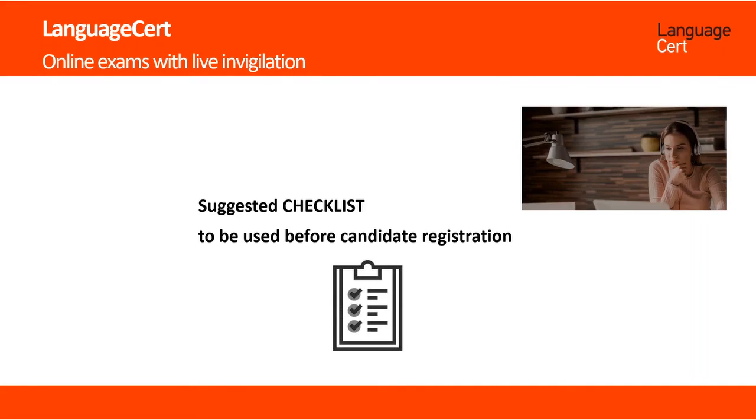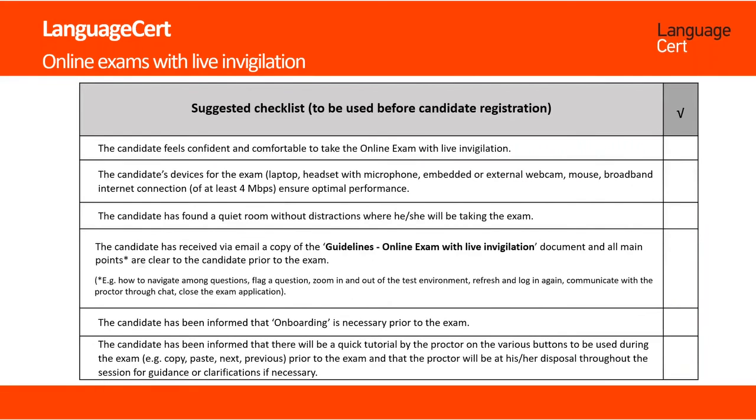Now, we will share with you a useful checklist of points to be borne in mind before candidates register for their online exam. This checklist summarises the most important points. First of all, does the candidate feel confident and comfortable to take the online exam with live invigilation? In other words, does the candidate possess the necessary computer or keyboarding skills? Then, does the candidate have the devices that will ensure optimal performance on their exam day, such as a laptop or desktop PC, a wired headset with a microphone, an embedded or external webcam, a mouse, and a broadband internet connection?